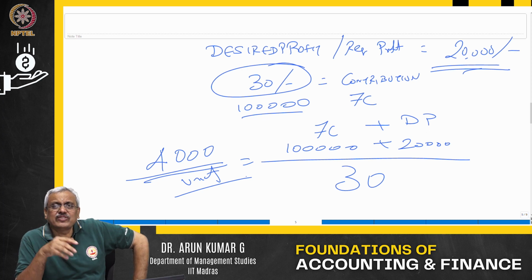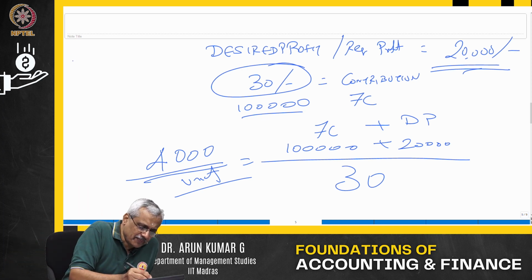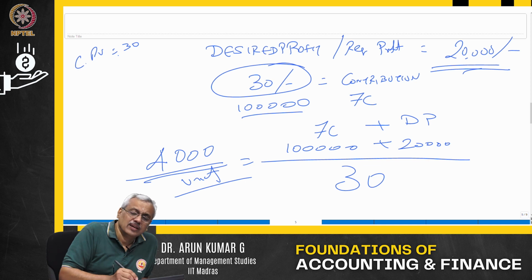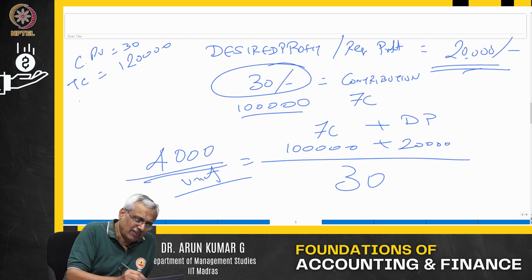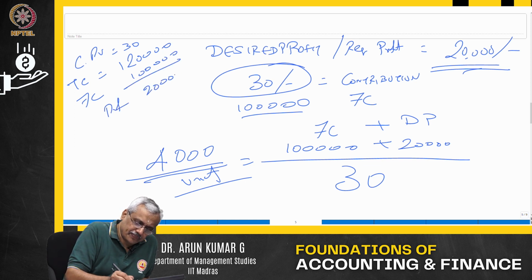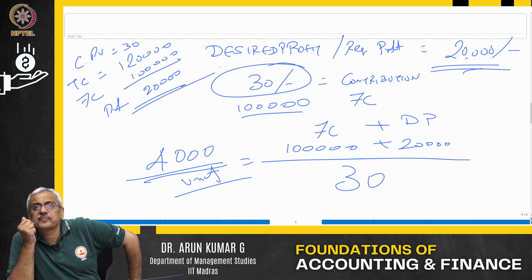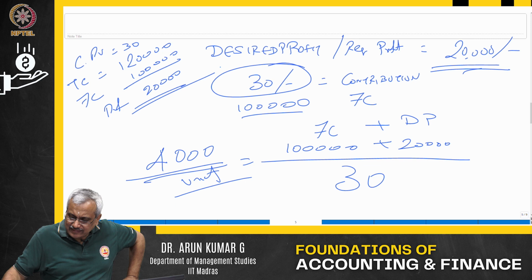You want to verify? You can verify. 4,000 into 100, 4 lakhs, that is my total revenue, minus variable cost. You can even look at your total contribution. My contribution per unit is 30, so my total contribution is 30 into 4,000, that is 1,20,000. My fixed cost is 1 lakh. My profit is 20,000. That's it. That is what we call the desired profit.